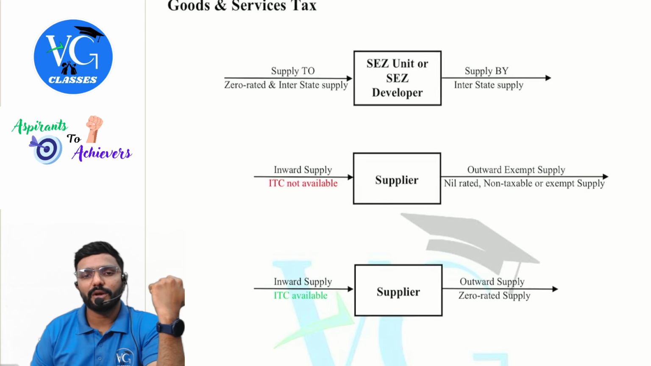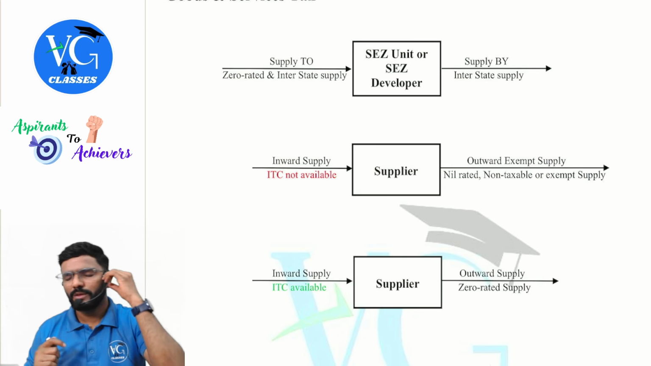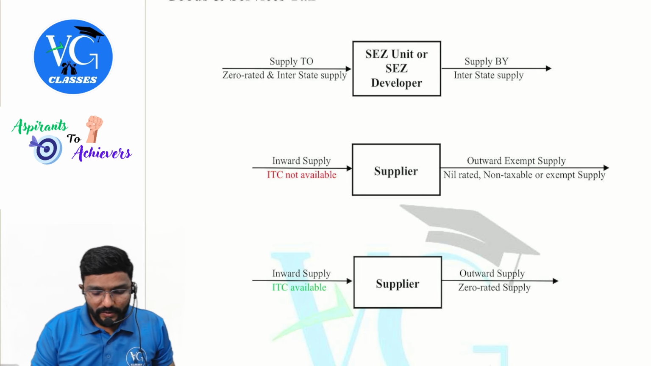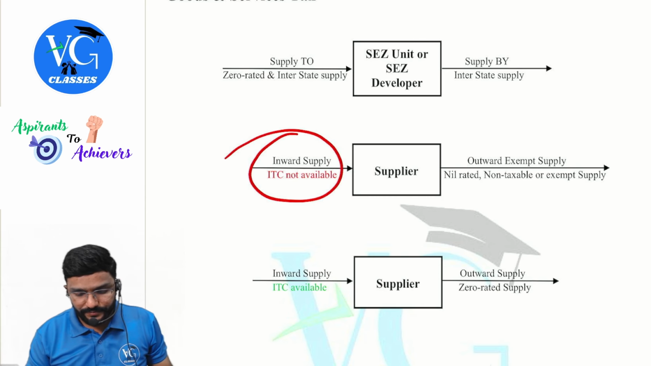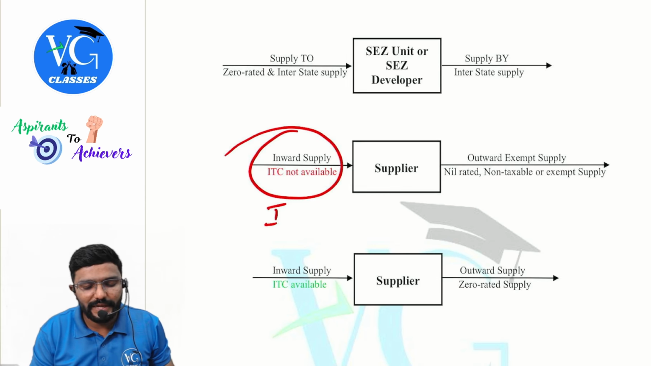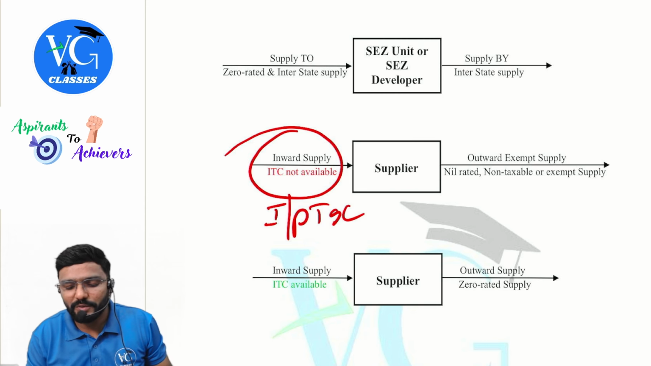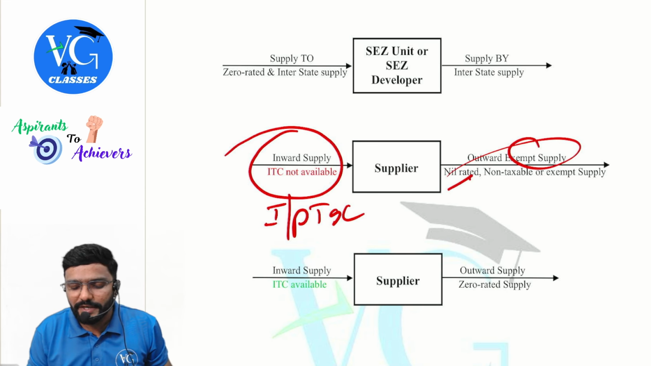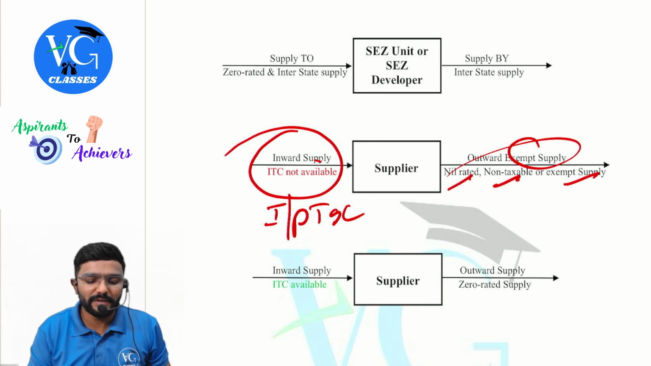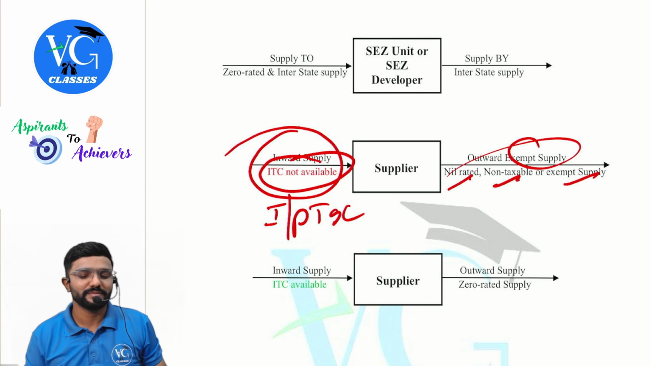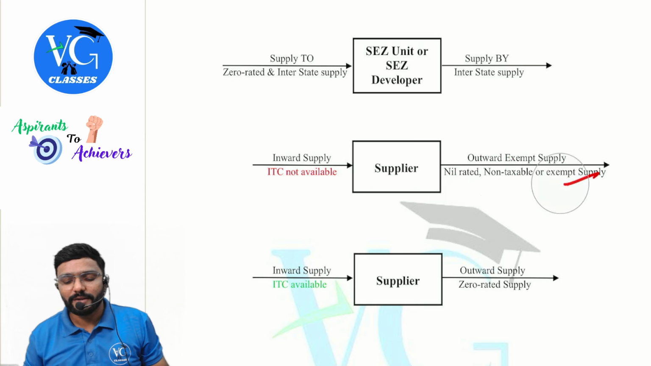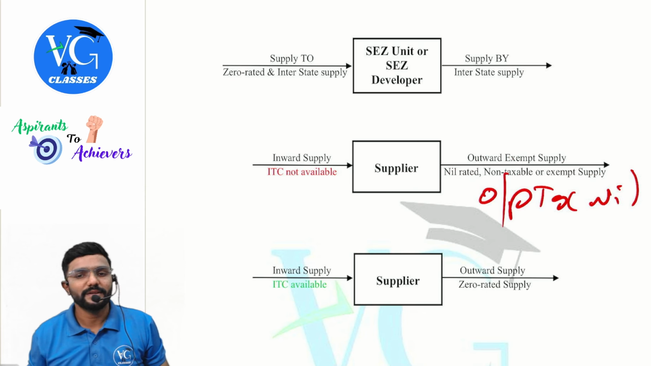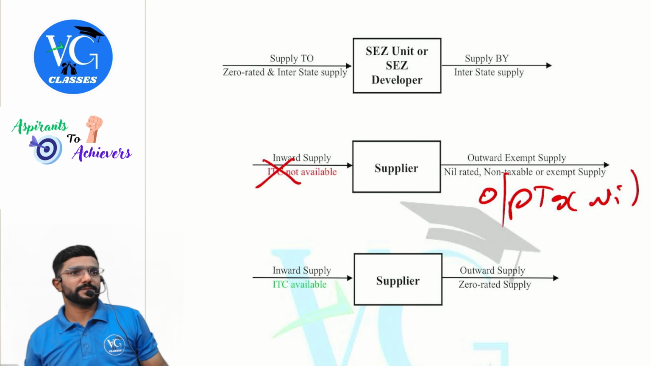Okay, so now coming to the supplier. When I have paid input tax on my inward supply, but my outward supply is exempt, which includes nil rated and non-taxable exempt, in that case, on my inward supply, can I claim ITC? No, I cannot claim ITC. Why is that? Because on my outward supply, my output tax is zero or nil. Hence, I cannot claim ITC.